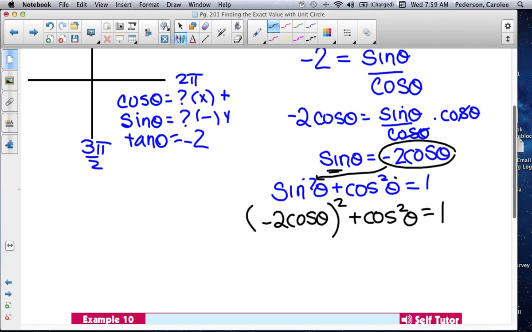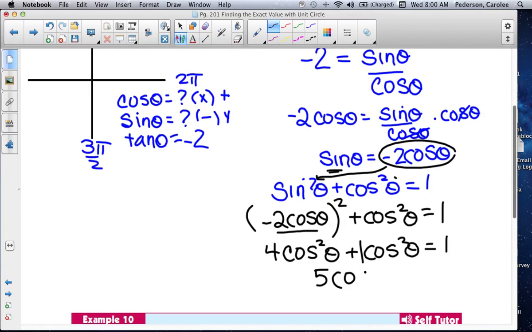Now what we did is we converted that Pythagorean identity to all the same trig function of cosine. So now I'm going to go ahead and square this first piece. -2 times -2 is 4. Cosine of theta times cosine of theta is cosine squared of theta. And then the rest of the equation is still the same. Now what you'll see is you have 4 cosine squared of theta plus cosine squared of theta. Those are like terms. I'm just going to put a 1 here. Now I have 5 cosine squared of theta equals 1.